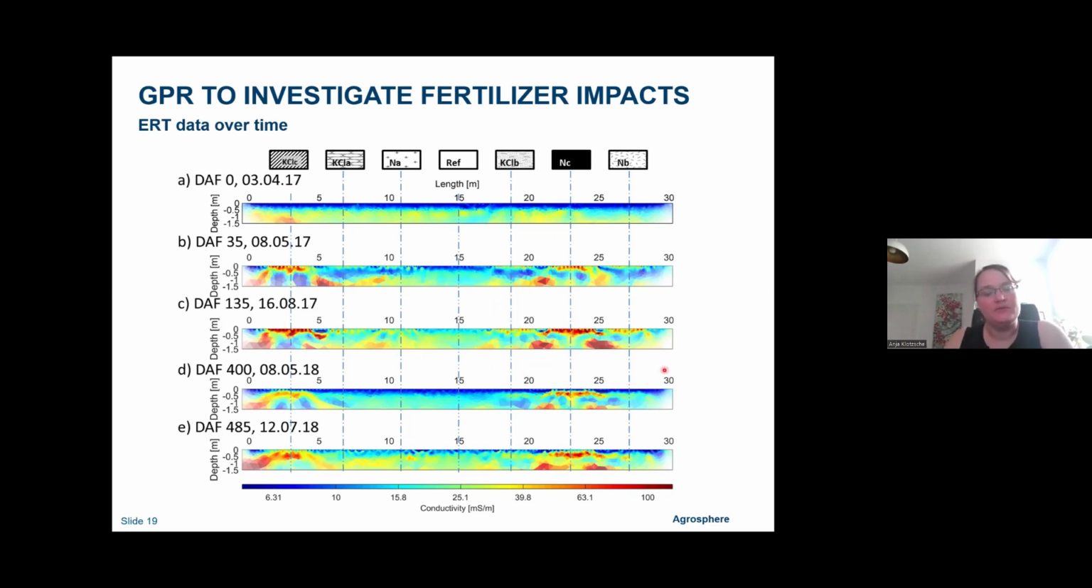So we can also use the ERT to see the changes a bit more on a spatial scale. But for the ERT, it's the same as with the EMI, it's the electrical conductivity. So we also see effects of precipitation, and we need to temperature correct the data. But it can be used with additional information to also look at changes of fertilizers.